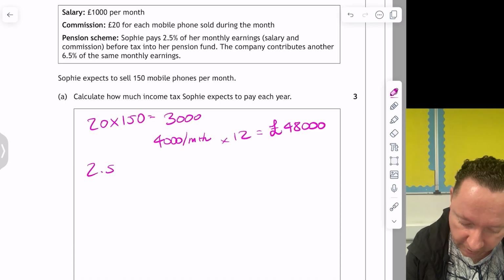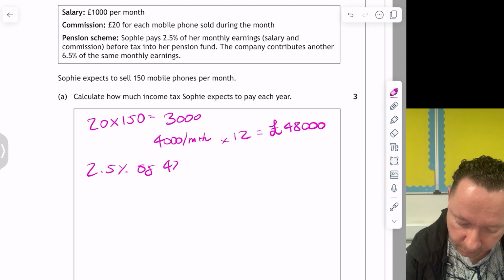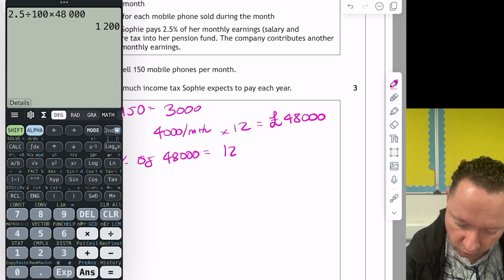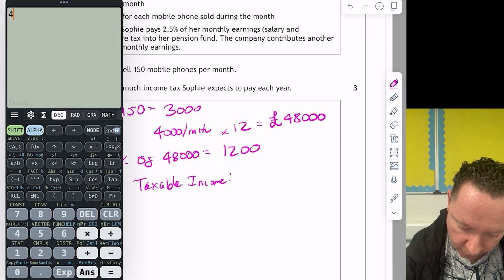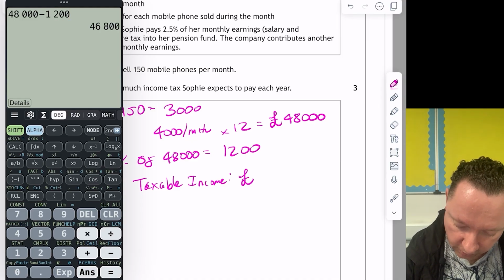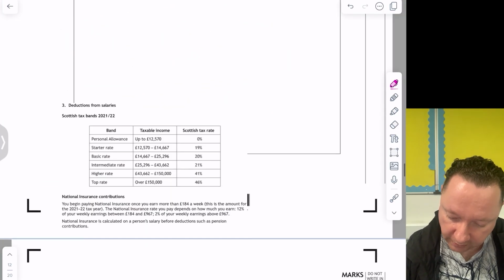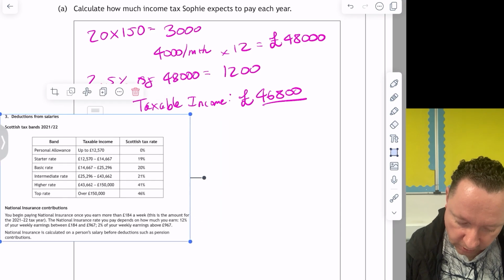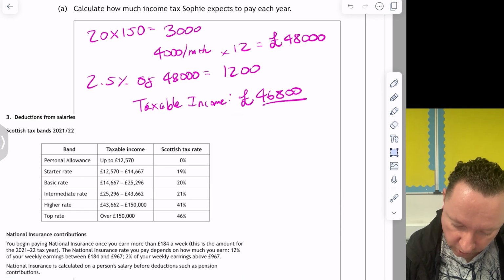So 2.5% of 48,000. That's 1,200, so taxable income, 48,000 minus 1,200. 46,800 is what we're going to use. So now we need to find the tax bands. Well, I've already copied these in, but let me just bring it up. So there's your standard tax table. We don't need the national insurance, just the tax.